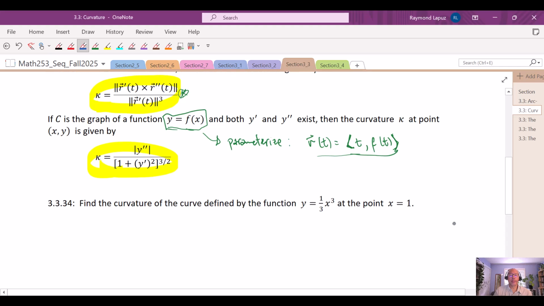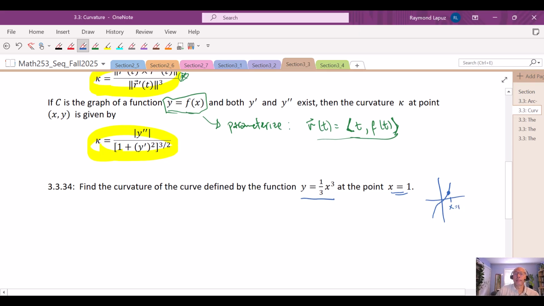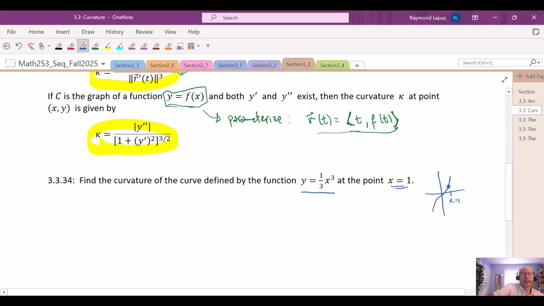Our first example is a function that can be expressed as y is equal to f of x. Let's find the curvature at a specific point. This is a rough sketch of a cubic function, and we want the curvature when x is equal to 1. To find this curvature, we'll use this formula. We're going to need y prime, which is x squared, and y double prime is going to be 2x.